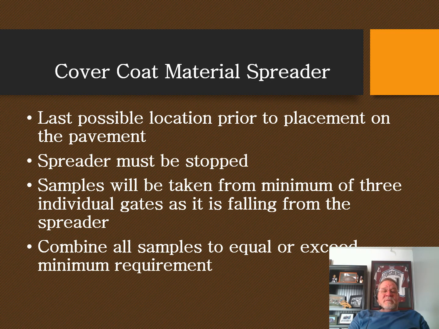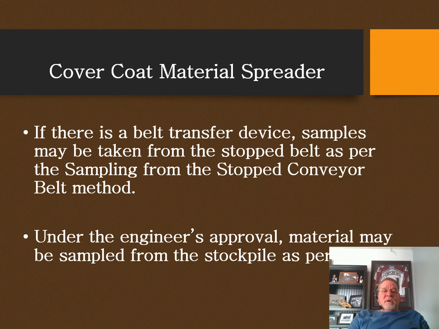The last place would be cover coat or material spreader. This would be in the instance of chip seals or things like that. The spreader has to stop. You can put down tarps or other templates down on the road, let the spreader run over it, pull your samples up off that, taken for a minimum of 3 locations or from the gates of the spreader. If there's a belt transfer device, that is also another acceptable place to take the sample. Under the engineer's approval, it may be sampled from a stockpile.